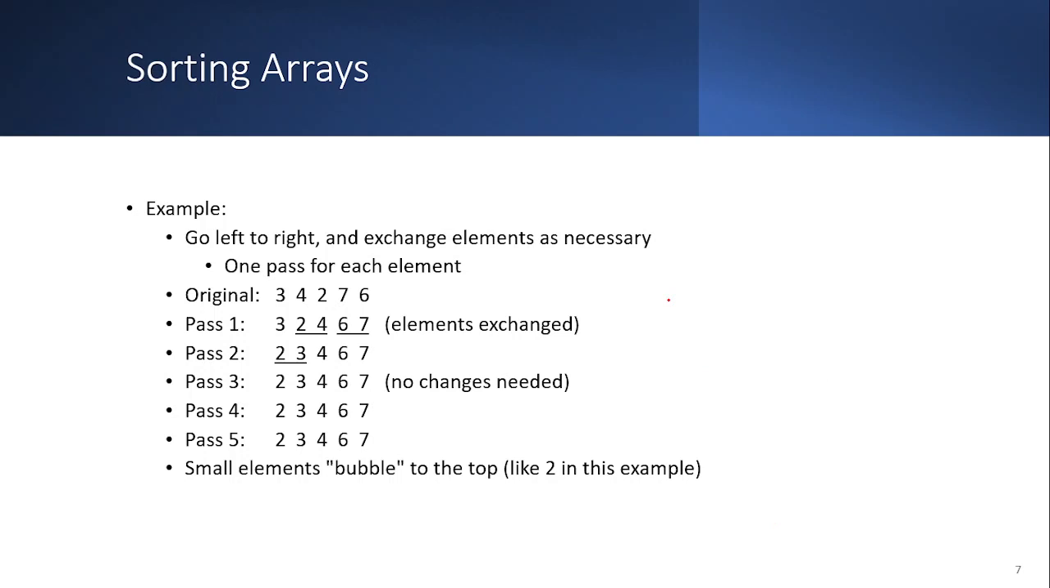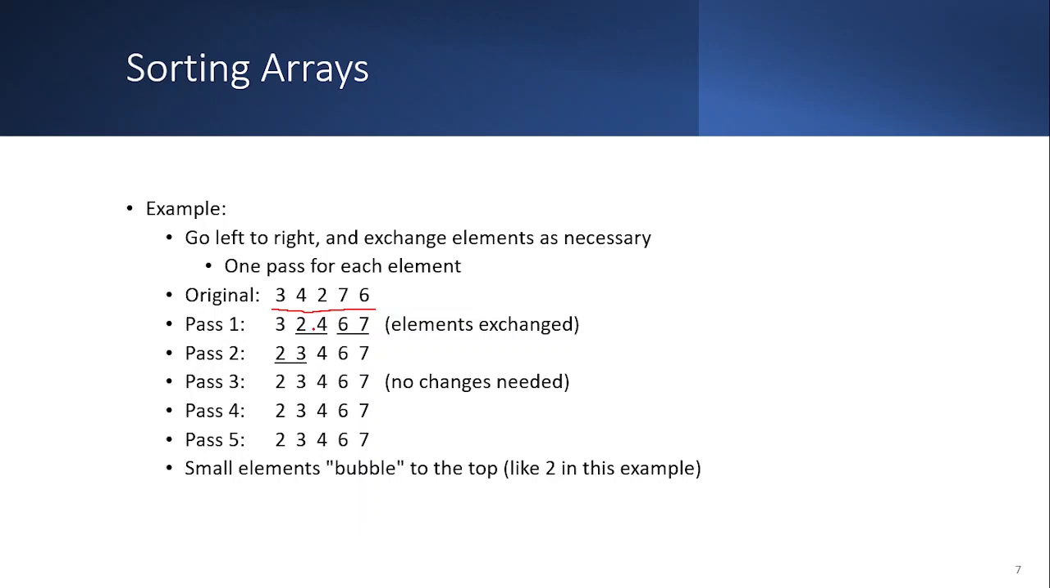Look at this example. Say this is the array that we want to sort, and we want to sort it in ascending order. Ascending order means that at the leftmost position we should have the smallest value, and at the rightmost position we should have the largest value. So on the left we should have a smaller value, on the right a larger value. This is the original array. Now we are going to sort it that way.